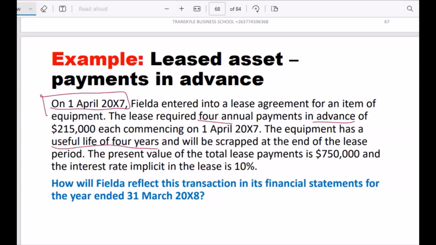The present value of the total lease payments is 750,000, and the interest rate implicit in the lease is 10%. So the computation for the present value of lease payments has already been done, and this is our opening balance of the lease. Okay, it's our opening balance on the amortization schedule. How will Fielder reflect this transaction in its financial statements for the year ended 31 March 2028? So let us look at how Fielder will then have to reflect this in its financial statement.